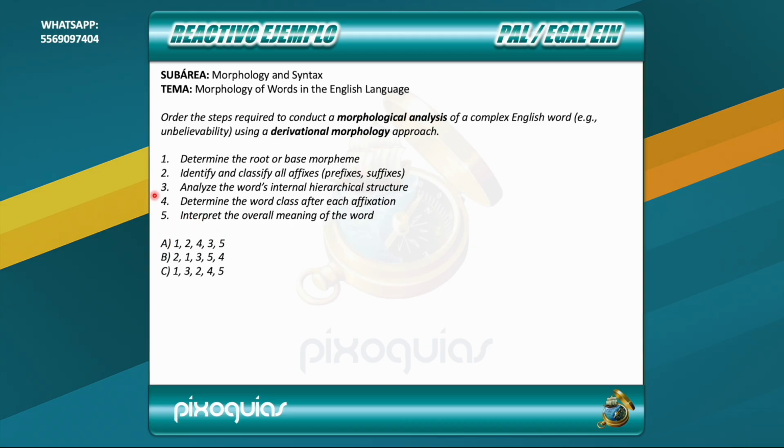First, 1. Determine the root or base morpheme. 2. Identify and classify all affixes, like prefixes and suffixes. 4. Determine the word class after each affixation. 3. Analyze the word's internal hierarchical structure. And 5. Interpret the overall meaning of the word.